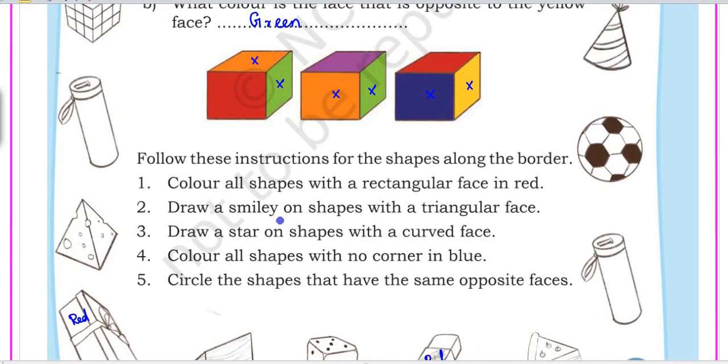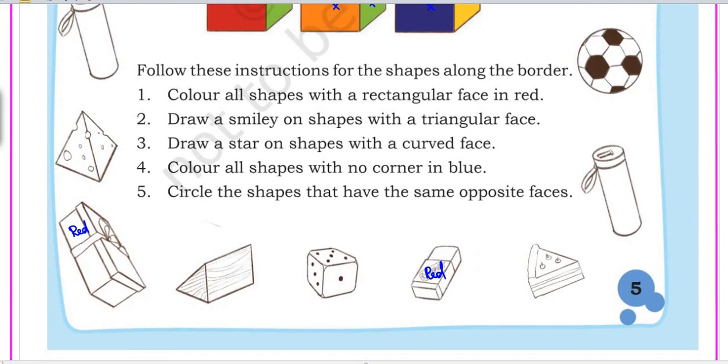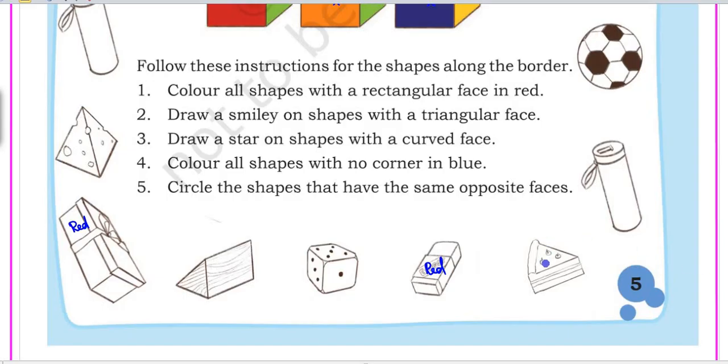Next, draw a smiley on shapes with a triangular face. Whatever is having a triangle face, you have to draw the smiley. So this is a triangle, we can just draw a smiley on it, right? Then next, this is a triangle face, you can draw a smiley. Like this, we have to find out what other shapes are having triangular faces. You can draw the smiley.